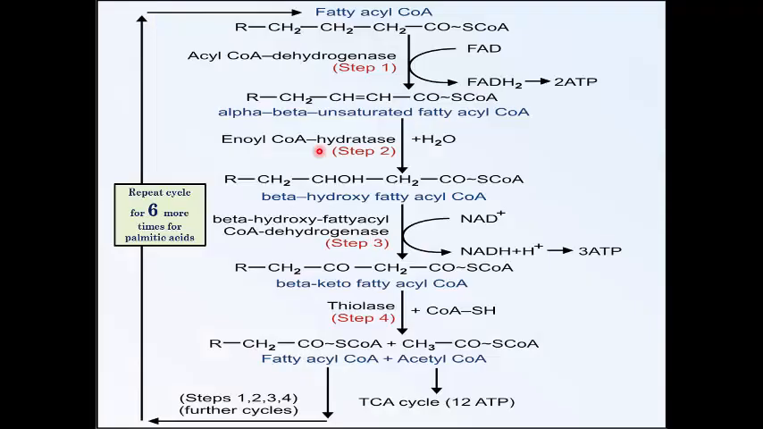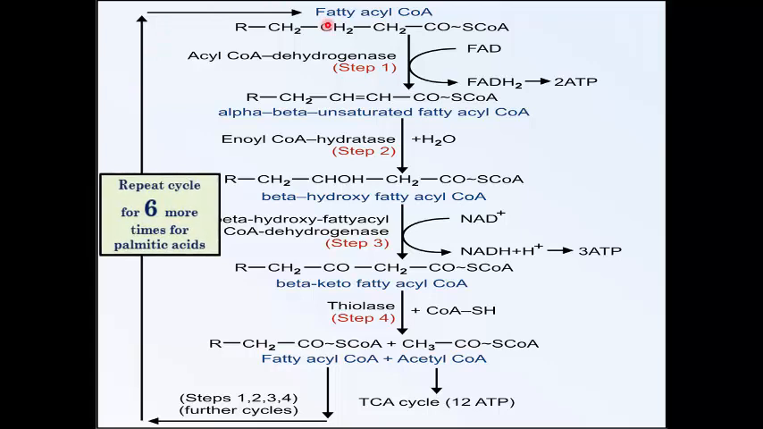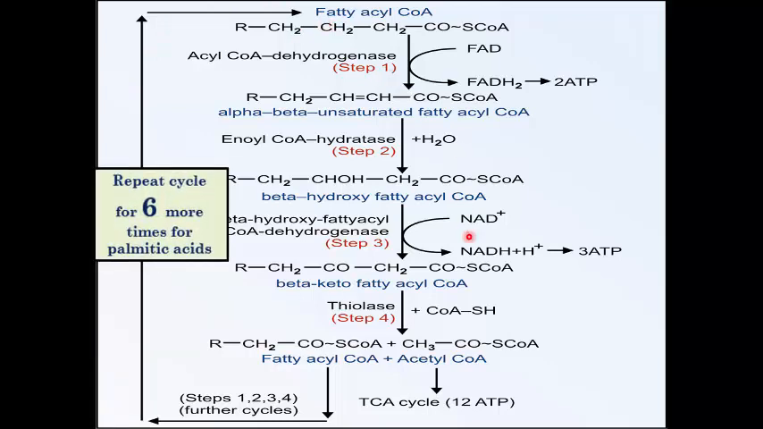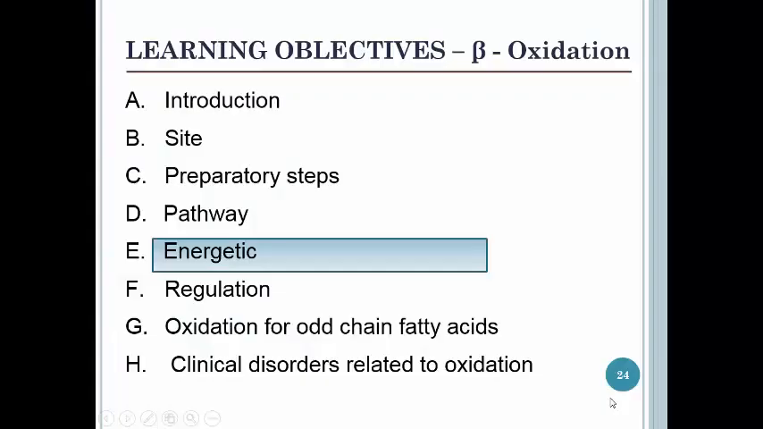So when we talk about palmitic acid, it is a 16 carbon compound. These cycles will be repeated 6 more times. This is the first one, and then the 14 carbon compound is formed, then again it will enter, so it will be repeated 6 more times. So a total of 7 cycles will be required for the complete oxidation of palmitic acid, which is a 16 carbon compound.